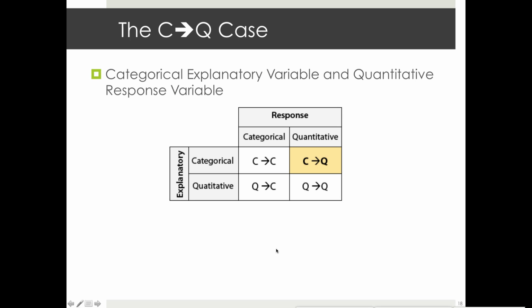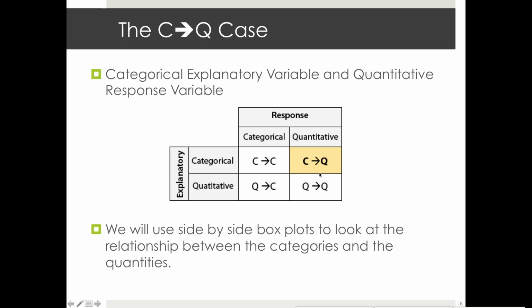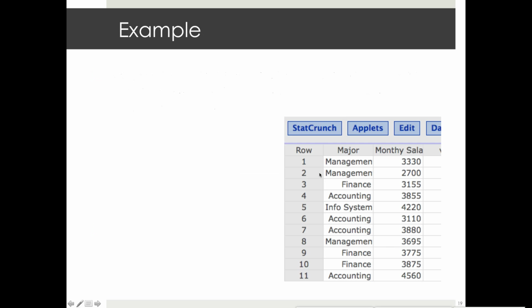So in this particular video, we're going to be looking at the case where we have a categorical explanatory variable and a quantitative response variable. So this corresponds to this corner of the table that we saw in the previous video. In this case, the way we will explore and examine the data is by using side-by-side box plots to look at the relationship between the categories and the quantities.